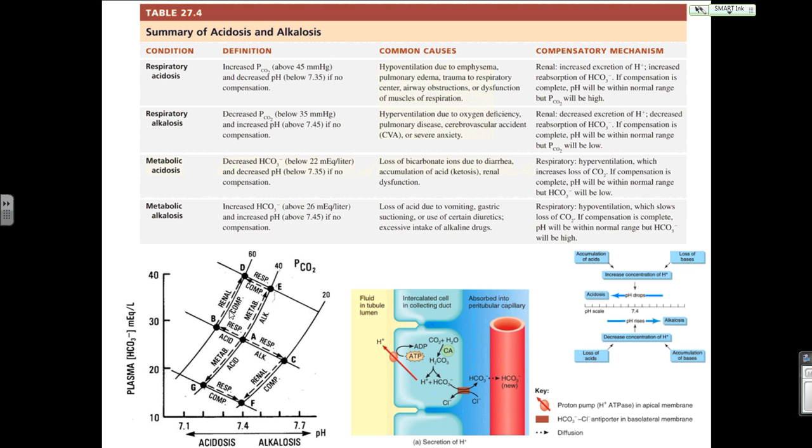Any questions on that? Like I said, we don't need to really worry about this or this. This figure is just showing how we can get hydrogen into the lumen of the tubule to get it out of the body. And this over here on the right is just showing how pH can drop or increase. Pretty straightforward. Either loss of bases, increase acids, or vice versa.